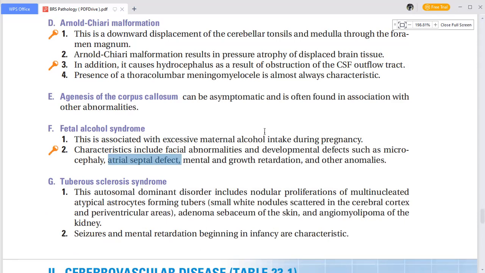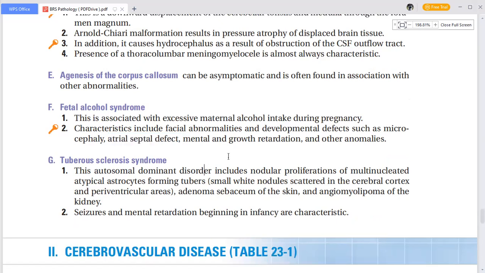Even the neural tube defects that we've talked about can be caused by fetal alcohol syndrome, which is caused by excessive maternal intake of alcohol. So that is important to remember. There can also be growth retardation because of the alcohol that the mother was taking. That is going to affect the fetus who is inside her womb, her uterus.